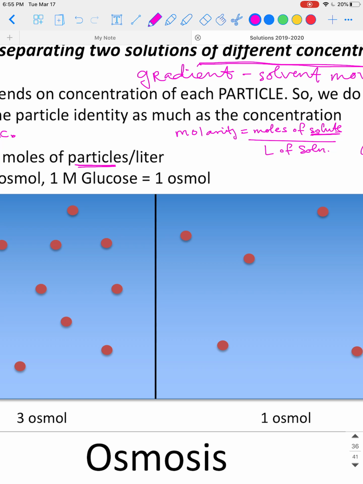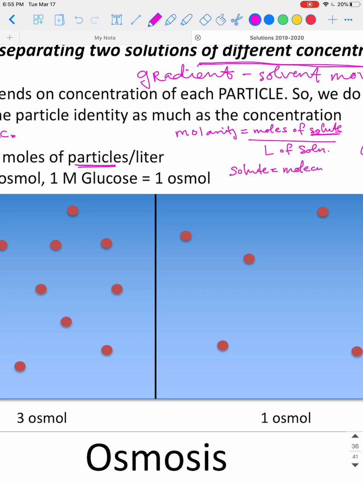It's moles of solute, and I want you to think about solute for just a minute. Solute is a molecule. So we're talking about moles of various molecules per liter of solution, and that is where osmolarity and molarity are different. With molarity, we're talking about moles of molecules. I know that sounds redundant to say, but a solute is a molecule, not a particle.